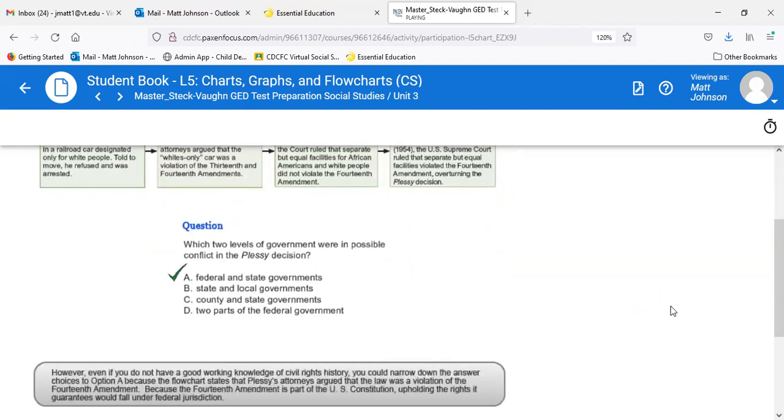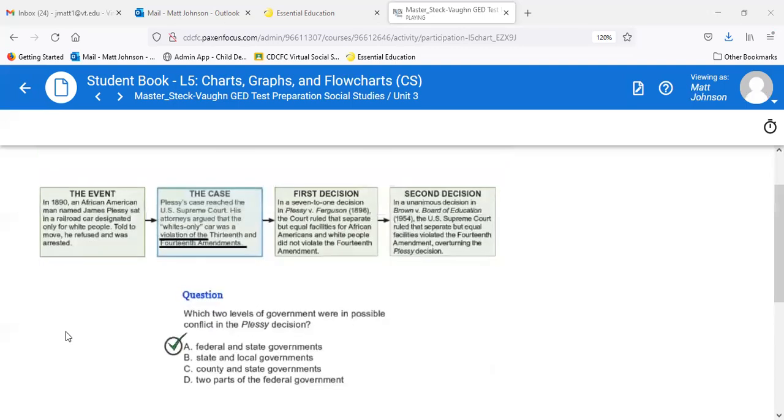However, even if you do not have a good working knowledge of civil rights history, you could narrow down the answer choices to option A because the flowchart states that Plessy's attorneys argued that the law was a violation of the 14th Amendment. Because the 14th Amendment is part of the U.S. Constitution, upholding the rights it guarantees would fall under federal jurisdiction.